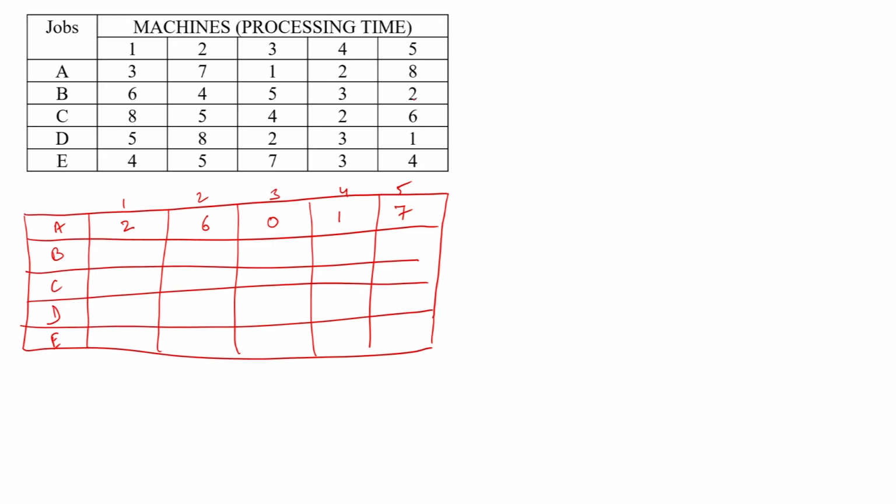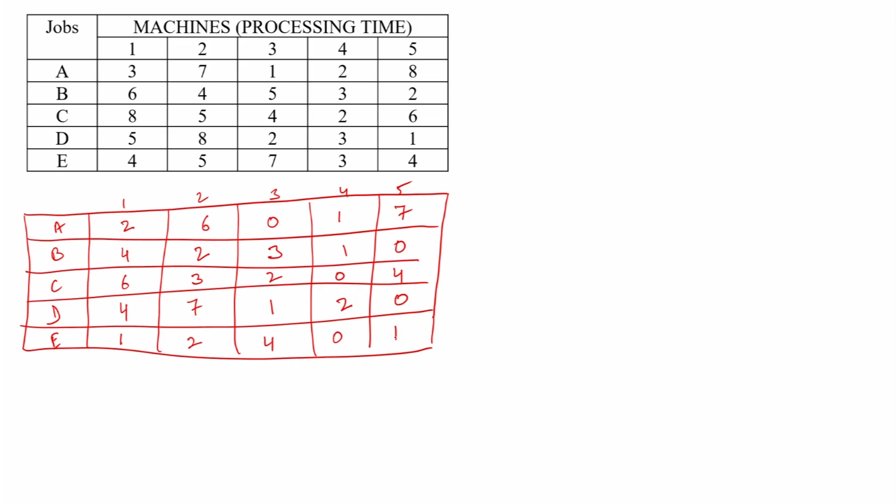In row 2, the minimum number is 2, let us subtract that. So, we will get 4, 2, 3, 1 and 0. In row C, the minimum number is 2, let us subtract that. We get 6, 3, 2, 0 and 4. In row D, the minimum number is 1, let us subtract that. 4, 7, 1, 2 and 0. In E the minimum number is 3. So, 1, 2, 4, 0 and 1.